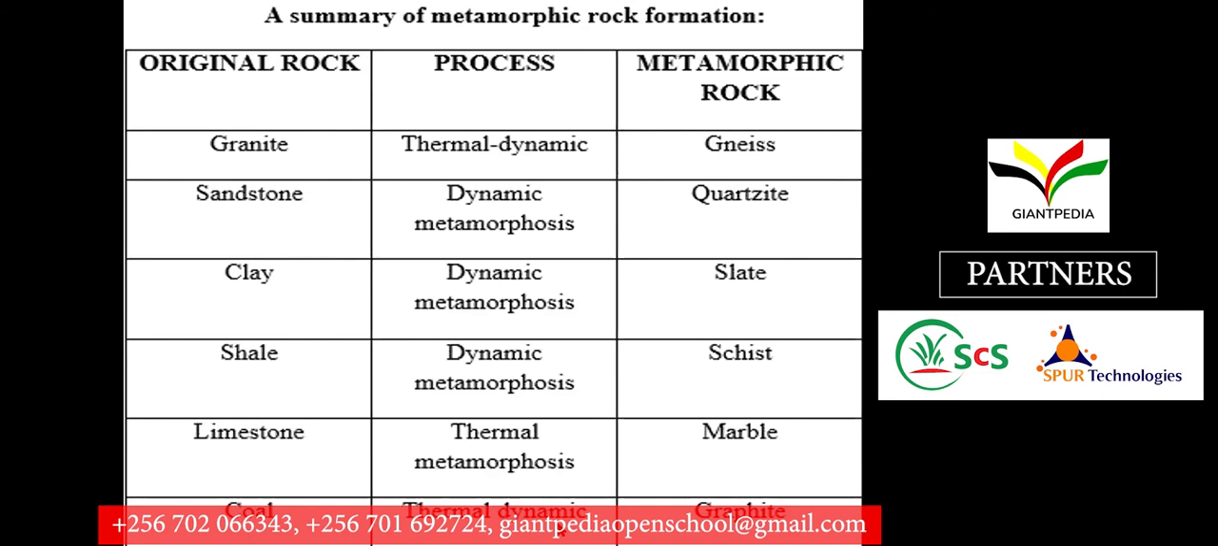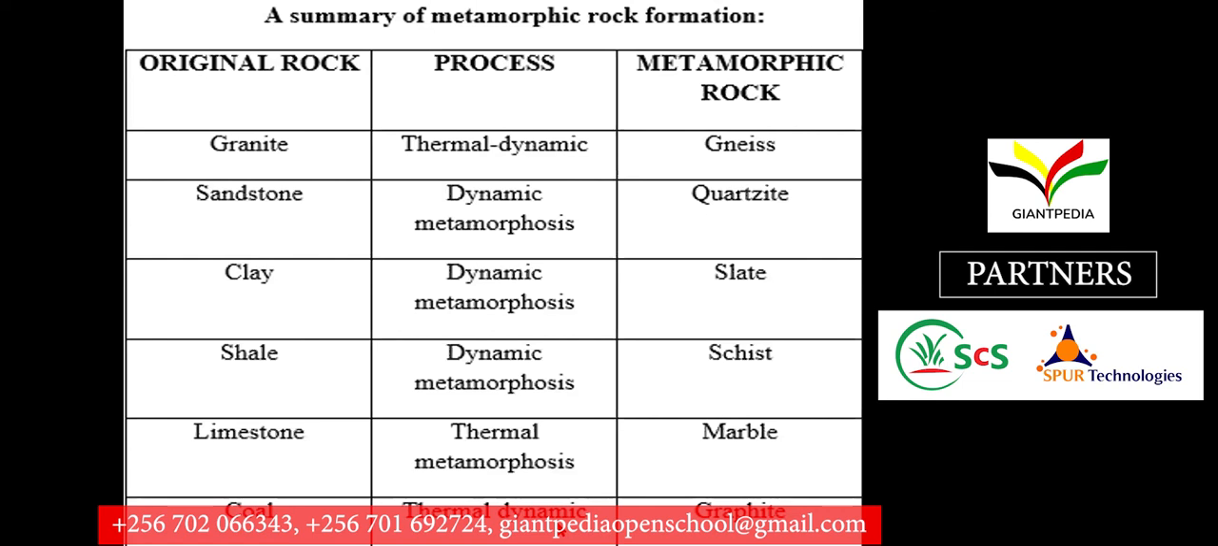So limestone, through thermometamorphism, becomes marble. Limestone turns into marble by heat. Then coal, by heat and pressure, turns into what? Graphite. So that one there is a table showing a summary of what? Of rocks, examples of rocks.